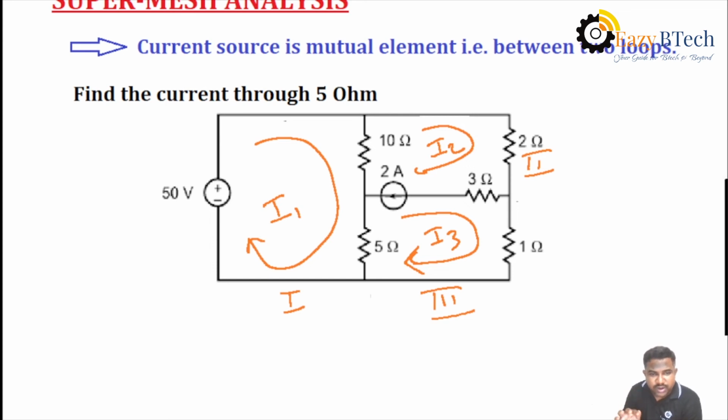And what is the super mesh here? You can write a single mesh loop equation by combining both the second loop and the third loop. Why? Because the current source belongs to the second and third loops. Wherever a source belongs to two loops, you can write a single equation by combining both loop equations at a time.